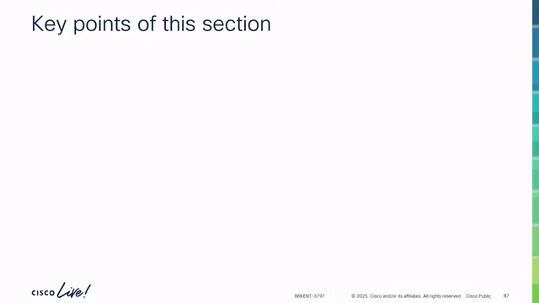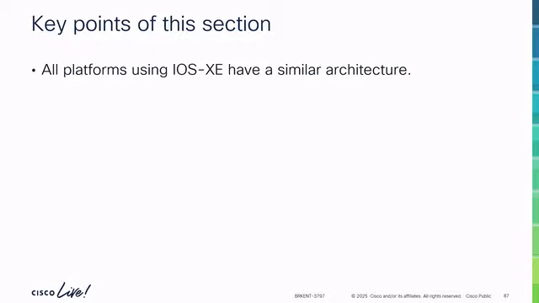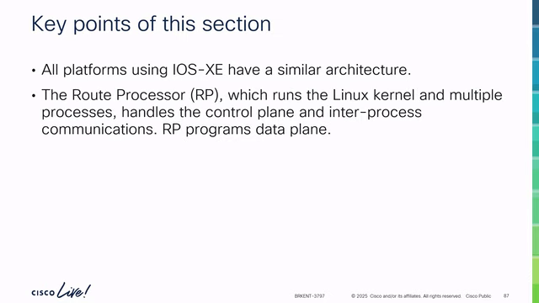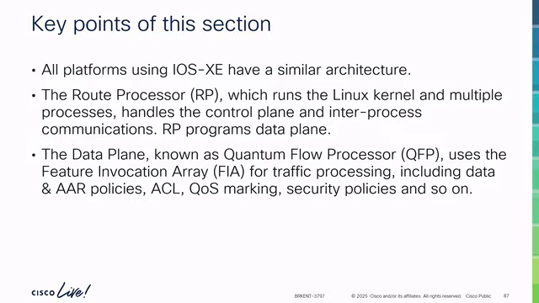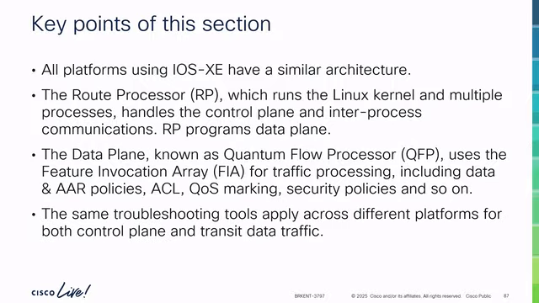Sounds complex, right? Again, use it for your reference, but the key points here we need to know. All IOS XE platforms share a similar architecture. The route processor is just a Linux kernel with multiple additional processes, like a Linux server, which are doing the control plane and some inter-process communication. The RP will program a data plane, right? And on the data plane, we will execute various features, including our policies.